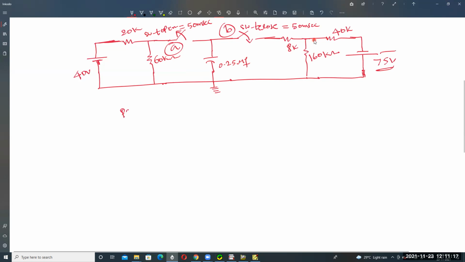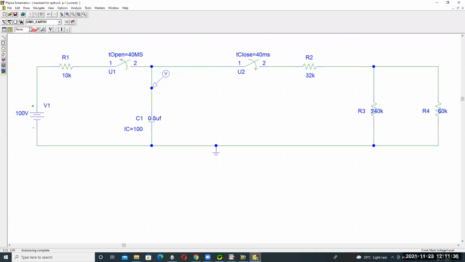We have to execute this in PSpice. And here we have to connect one probe, so then you will get the response, the same as the previous response. Then go to simulation, PSpice, and open new.